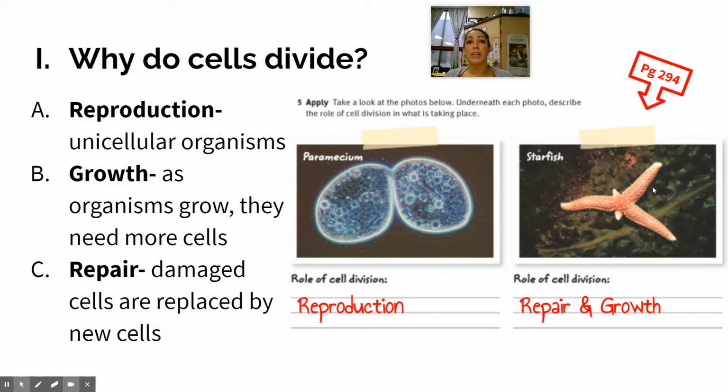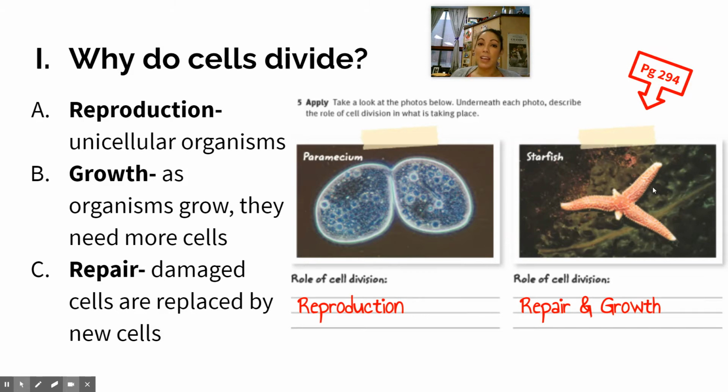This picture here is from our textbook, so you should have your books open to 294 to fill this in. On the left-hand side here, we have a paramecium, which is a little single-celled organism, and it is dividing to make more copies of itself. So, of course, the role of cell division here is reproduction. This paramecium is dividing for reproductive purposes to make more copies of itself.